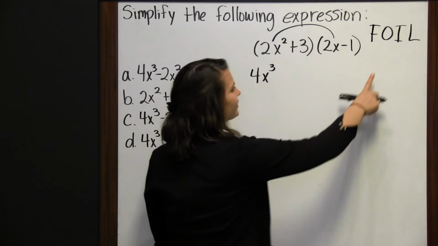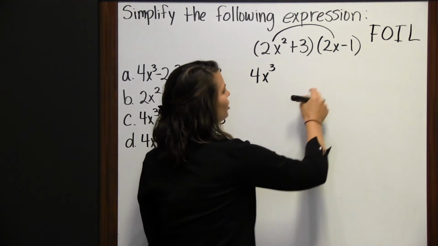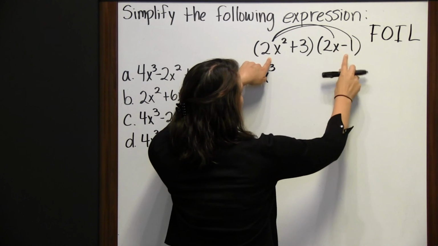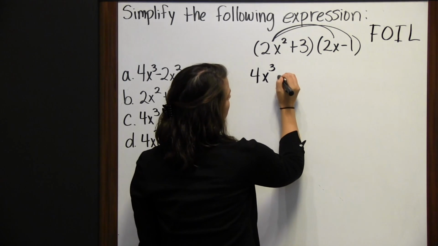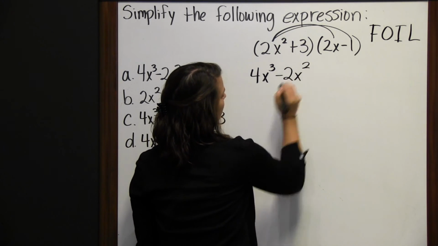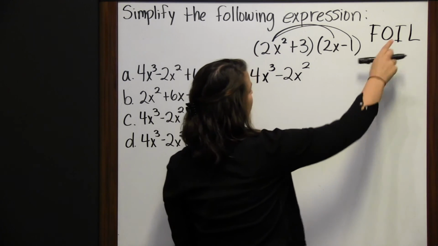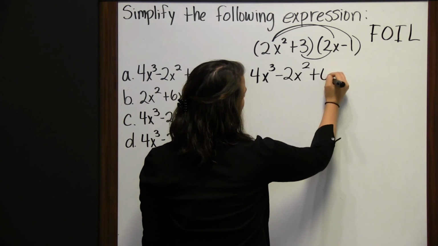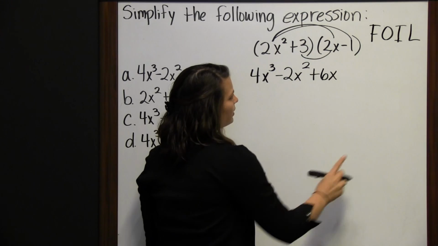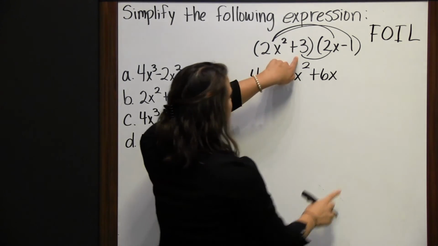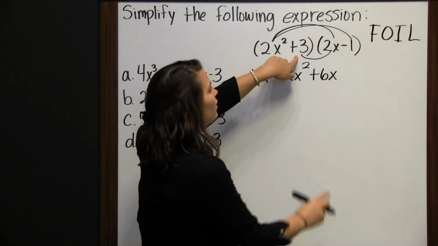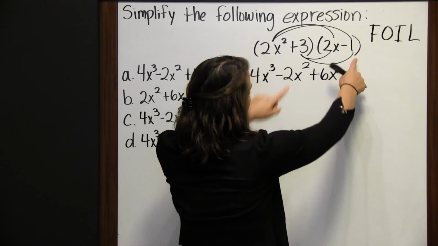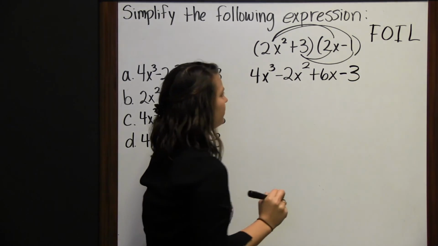Next we do O, which stands for outer. So those are the two terms on the outside, which would be 2x squared and negative 1. So 2x squared times a negative 1 is negative 2x squared. Then our inner terms are the two terms on the inside, 3 times 2x, which is a positive 6x. And then finally, our last terms. So the last term in the first set of parentheses and the last term in the second set of parentheses. 3 times negative 1, which is negative 3.